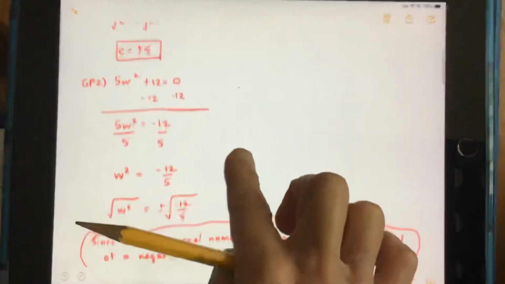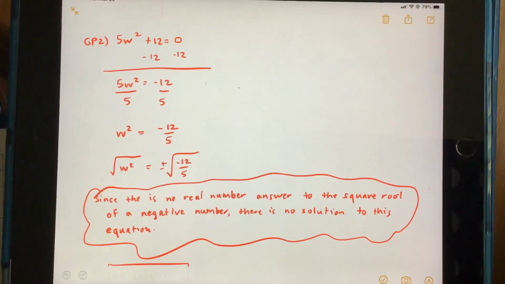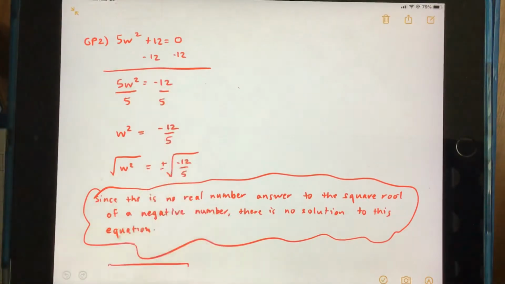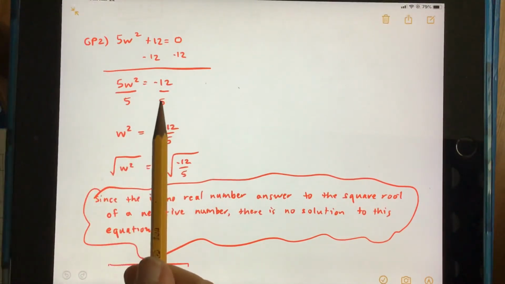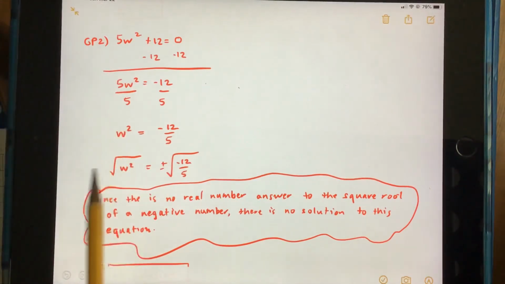Guided practice 2. This will have a little bit different kind of solution, so let's see what happens when we solve for w here. First, we're going to undo the plus 12 by subtracting 12 on both sides. That's a good first step because our goal is to get it down to w, and to get it down to w, we'll need to remove all of the numbers that are sticking to that w squared, and then of course undo the square at the end. So subtracting 12 on both sides gives us 5w squared equals negative 12. Then we're going to divide both sides by 5 so that the 5's cancel out, and we're down to w squared equals negative 12 over 5.